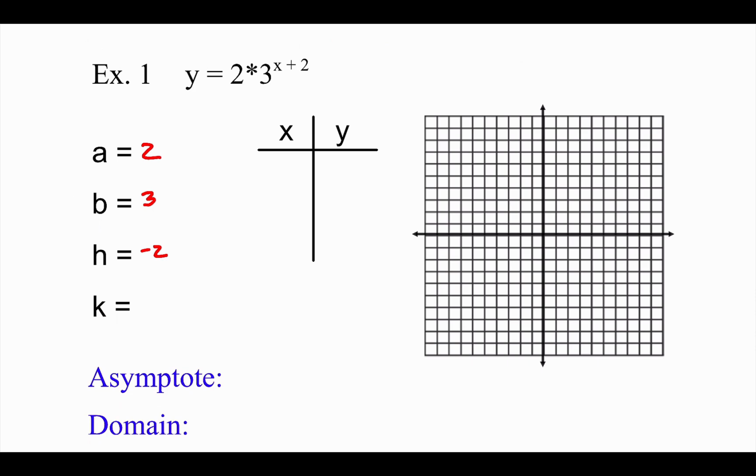Oh, yeah. So then the k value, there isn't one. There's nothing added or subtracted at the end. So in this case, there is no vertical shift. We didn't move the graph up or down at all. We just moved it to the left 2. Okay? So now, we've identified the important parts.